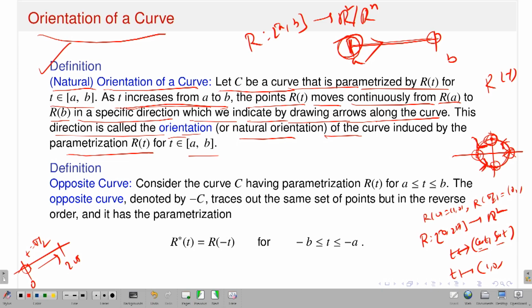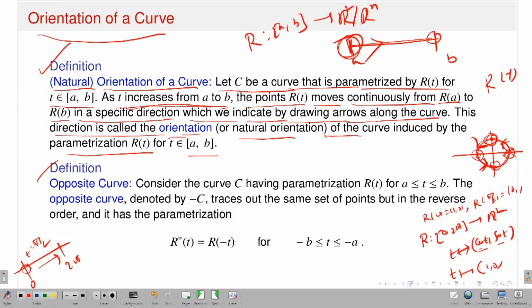So this parameterization R, which is given to my curve C, induces a natural orientation. That kind of parameterization is called a natural parameterization. Okay. So if I give a circle with this parameterization, the orientation is anti-clockwise. Okay. Now I already talked about what the meaning of the negative of a curve is.